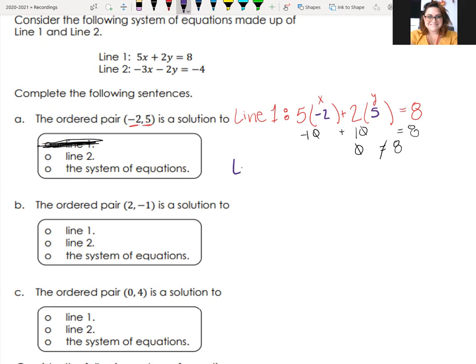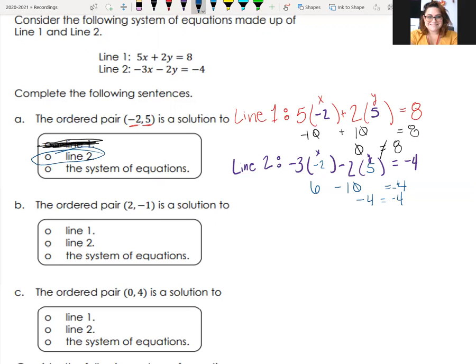Now let's try line 2. We would have -3 times our x minus 2 times our y will equal -4. And we're going to plug in the same numbers, so -2 and 5. -3 times -2 gives us 6. -2 times 5 gives us -10. And 6 minus 10 does give me -4, which means line 2 is a solution.